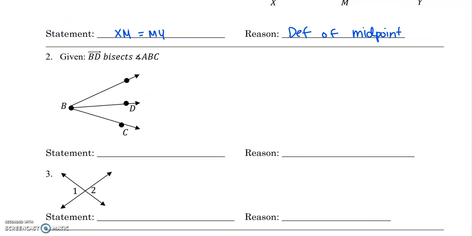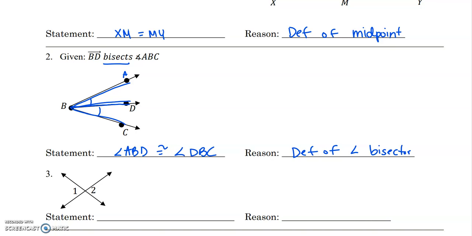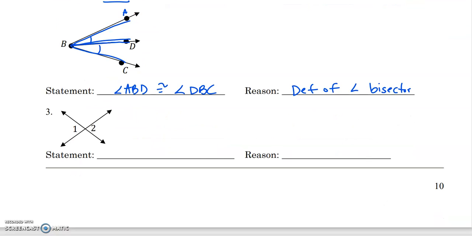So this one uses bisector. That is the definition of, and it's not segment, it's angle bisector. If you just put bisector, I would still count it correct, but if you want to be more specific, since it is angles that are being bisected. So this one, we want to state that this angle up here is congruent to this angle right here. So angle ABD, this one right here, is congruent to angle DBC. So that left is congruent to that right.